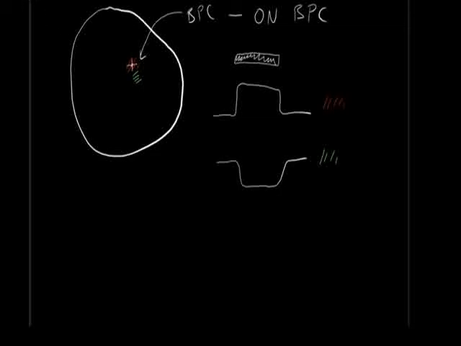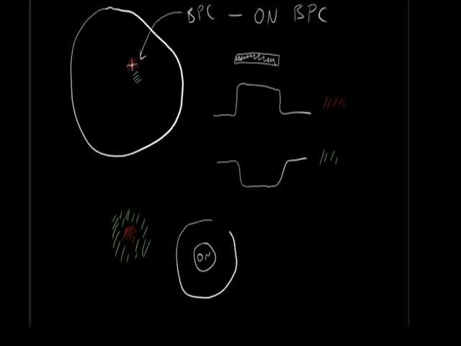So that means I have a receptive field where I've got this middle bit where I get excitation, and I get this surround where I get inhibition. So we can redraw this and say that we've got an on center and an off surround.